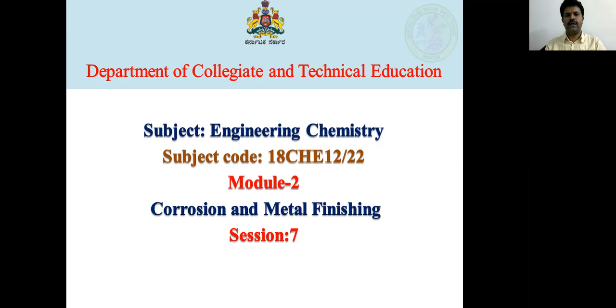In this video lecture, I am going to explain the continuation of Engineering Chemistry Module 2, Corrosion and Metal Finishing. In my previous session 6, I explained the electroplating process: the introduction to electroplating, the components required to conduct electroplating, electroplating of chromium including both decorative chromium plating and hard chromium plating, and applications of both decorative chromium plating as well as hard chromium plating.